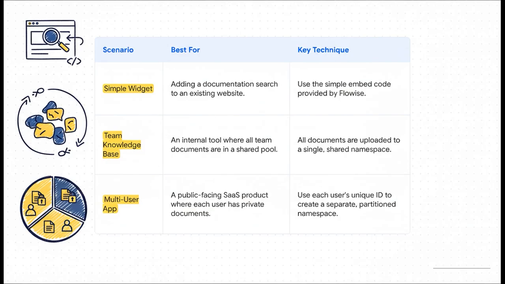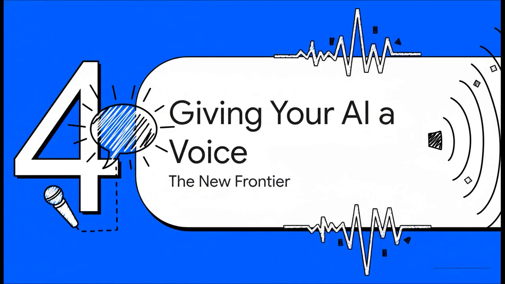For an internal team tool, you'd probably put all the company documents into a single, shared namespace. Think of it like one big shared library for the whole team. But for a multi-user app, where every user's data has to be private, you use their unique user ID to create a separate partitioned namespace for each of them. It's like giving every single person their own private digital locker, which is absolutely critical for security and privacy in a real product.